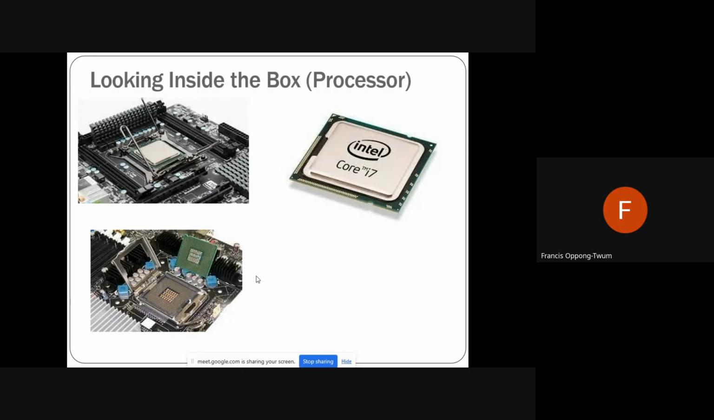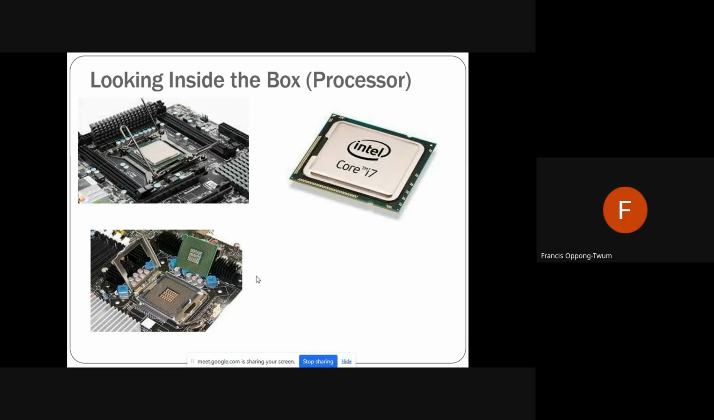So this is the Intel Core i7 processor, and below it we have the processor socket on the motherboard, which is where we install the processor. You can see that the processor has a lot of gold-rich pins on it, and those pins are so delicate. Anytime one of the pins is broken, that processor will be dead and gone. So you need to handle the processor with a lot of care.